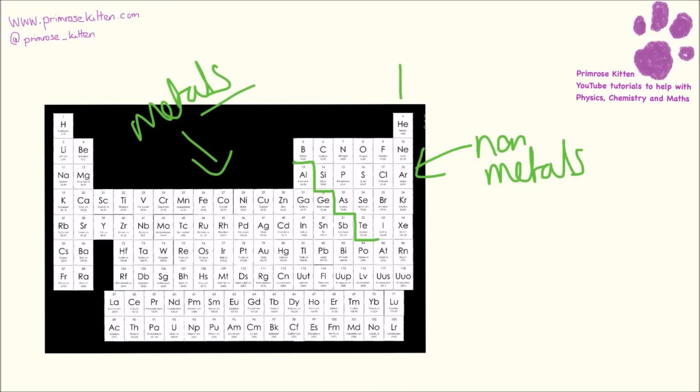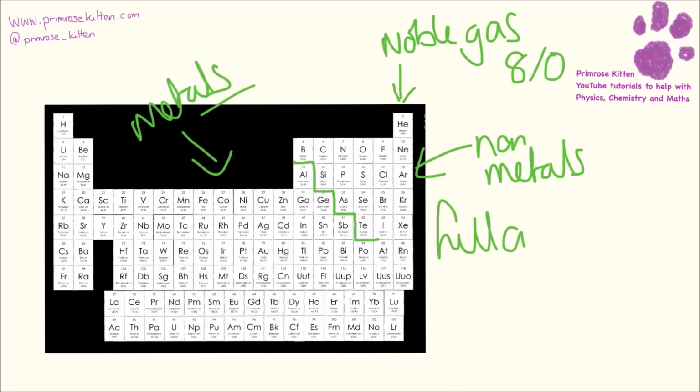Over on the far right hand side of the periodic table, we have the noble gases, or group 8, also known as group 0. Now these are very, very happy because they have a full outer shell. They do not want to lose any electrons, they do not want to gain any electrons. They are very, very happy as they are. They don't want to change anything.